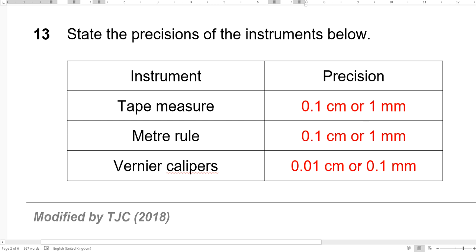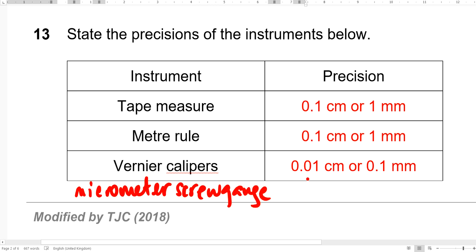Can I just include one more instrument since we have this table? Please copy this down. Micrometer screw gauge. Okay, so this micrometer screw gauge is even more powerful. It goes to 0.001 cm. Do you know how many mm is that? 0.01 mm. Okay?